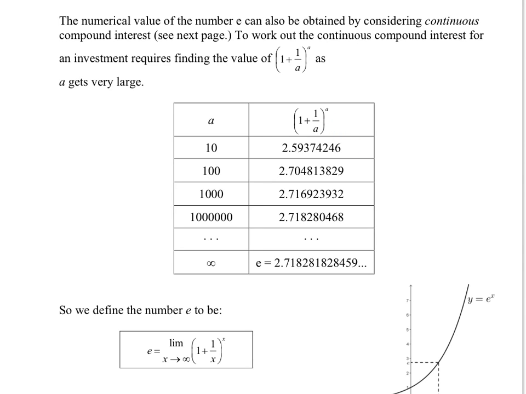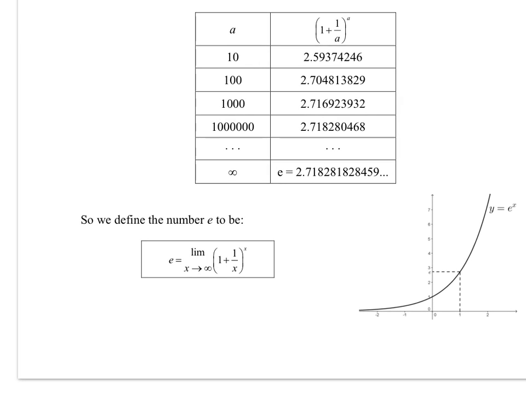But then if you try a equals 100, you get 2.7. If you try a equal to 1,000,000, you get a value that's very, very close to the value that we find from the calculator, this value here. So the bigger the value of a, the closer we get to this special value. It converges on this special value e. A way of writing that is this down here. We can define the special number e to be the limit as x goes towards infinity of (1 plus 1 over x) all to the power of x.